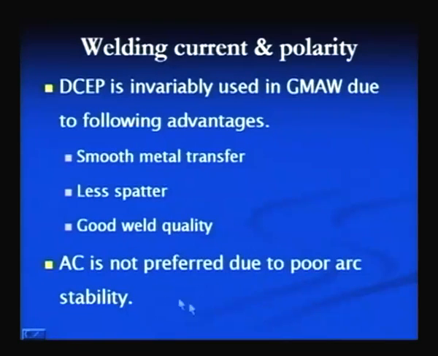AC is not used because polarity keeps on changing in every half cycle, and the bare electrodes which are used in gas metal arc welding process are not able to release the electrons easily, particularly when current is 0. Under those conditions, with AC it becomes difficult to restrike the arc. That is why stability of arc is poor when AC is used. That is why in gas metal arc welding process, AC is not preferred because of the poor arc stability.